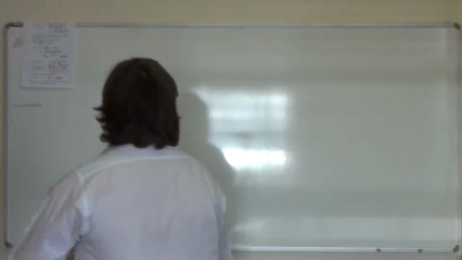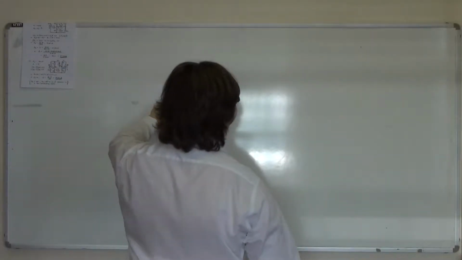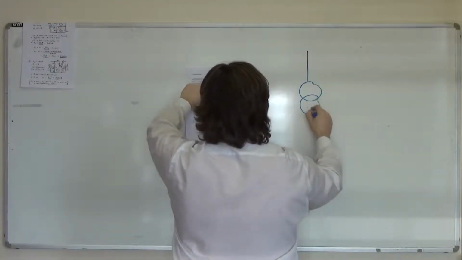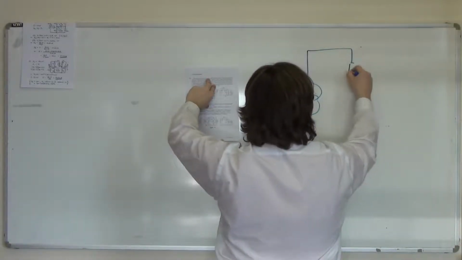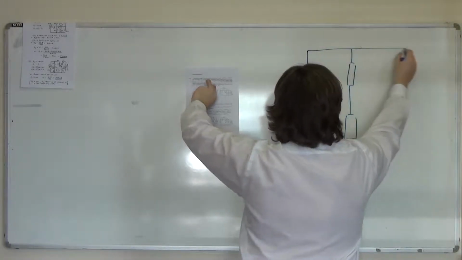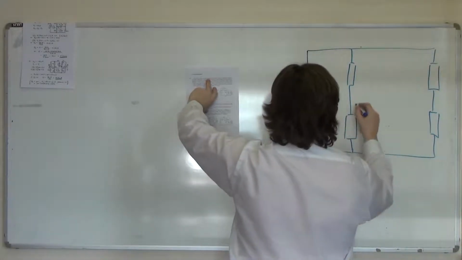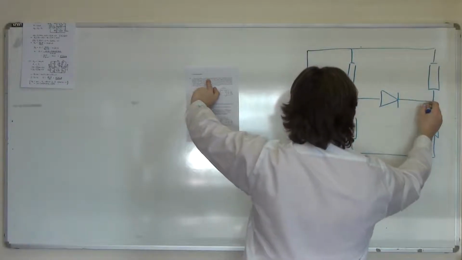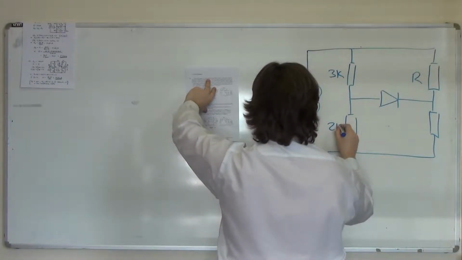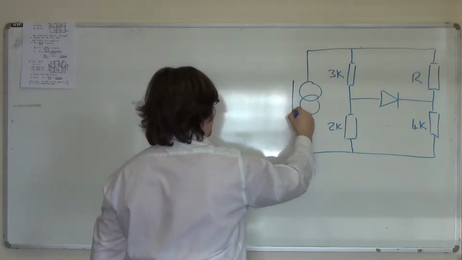So question 4a then, I'll just draw out the question. We have, I'll try and draw it over here so I can work in the middle. Current source, resistor, another resistor, another resistor, and a diode. And this one is now R. This is still 3K, that's still 2K, and this is 4K. And there's 10 milliamps down here.